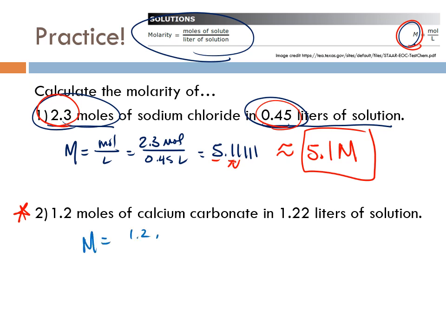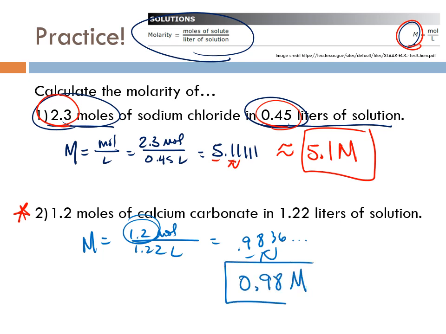Answers here, 1.2 moles over 1.22 liters of solution. 1.2 divided by 1.22 gives us 0.9836. Lots of digits. We're going to keep just 2 sig figs. 1, 2, that 3 leaves that 8 and 8. Final answer, 0.98, unit labeled big M for molar, moles per liter.